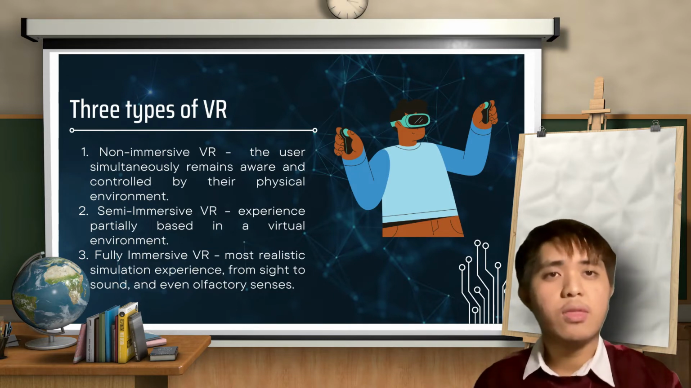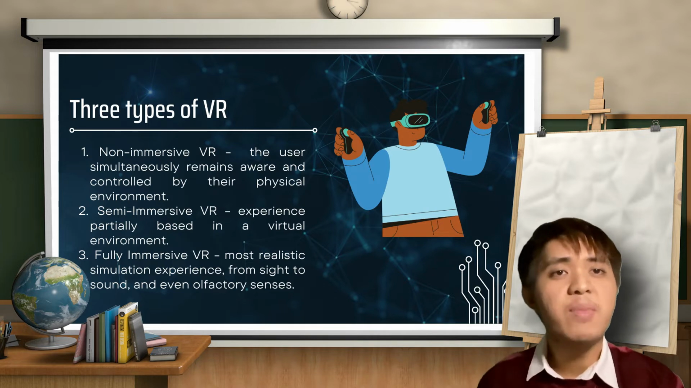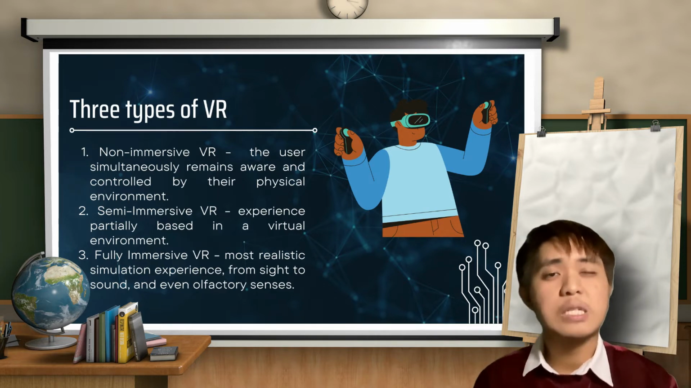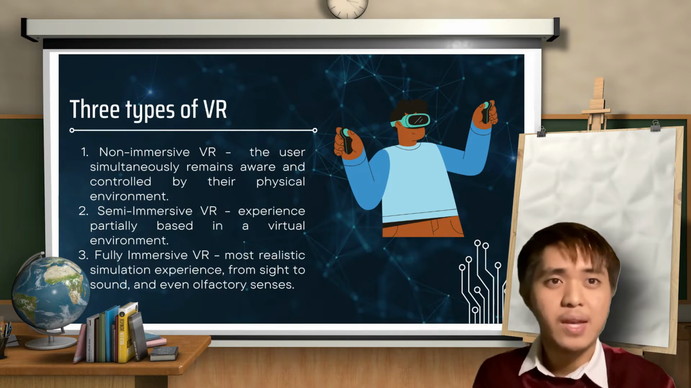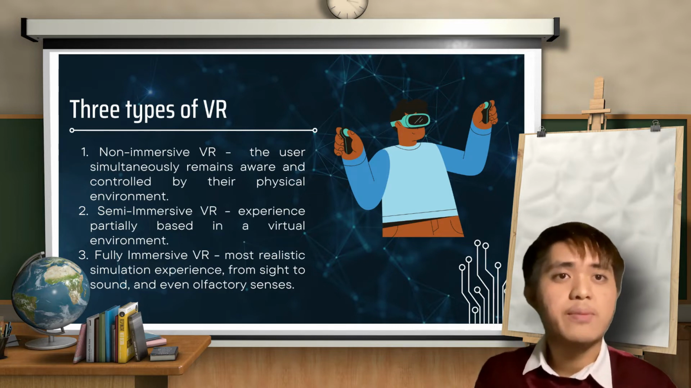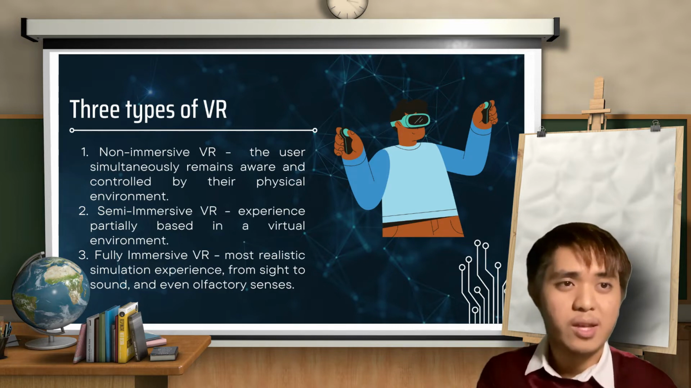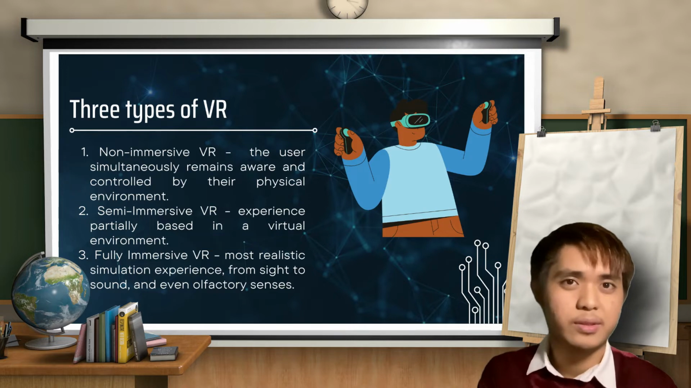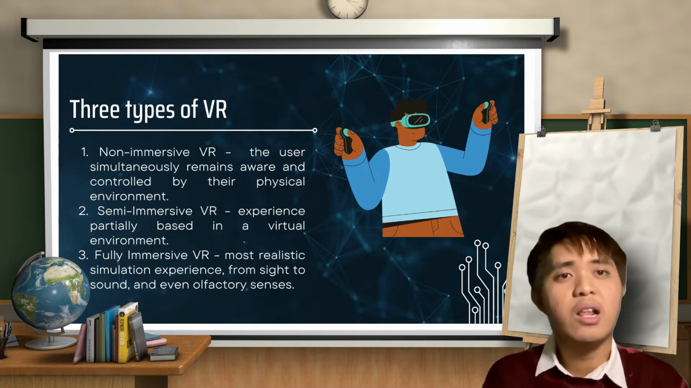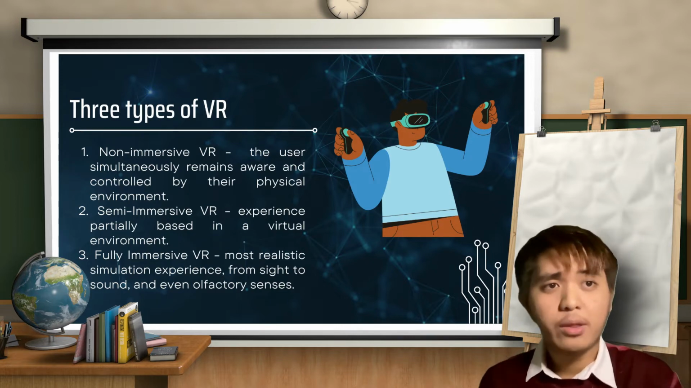Second, there is semi-immersive virtual reality, which provides the user an experience partially based in a virtual environment. So what happens with this type? This type of VR makes sense for educational and training purposes since it is immersive, which makes it really purposeful in terms of graphical computing and large projector systems.